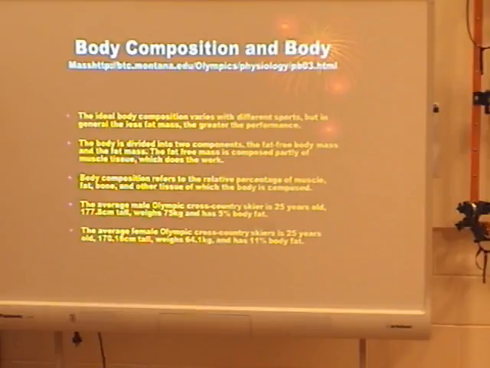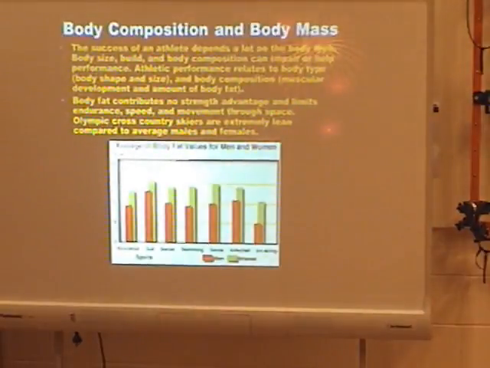The average male Olympic cross-country skier is 25 years old, 178 centimeters tall, 75 kilograms, and 5% body fat. If you look at that compared to women, you get a bit shorter and a bit lower weight, but more body fat, because women have a higher percentage of body fat than men in the population. This is a figure that shows that for all the different sports. So men always have a lower percentage body fat than women.